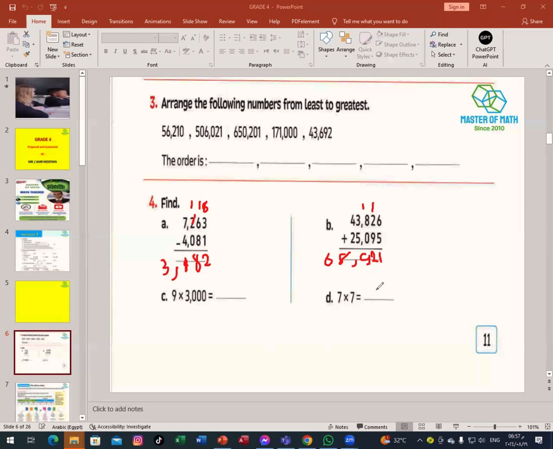So 7 times 7 equals 49. It's in the timetable. 9 times 3,000. Any zeros in multiplication go outside. I have 3 zeros, they go out. Remaining 3 times 9, 27. 27,000. Okay.